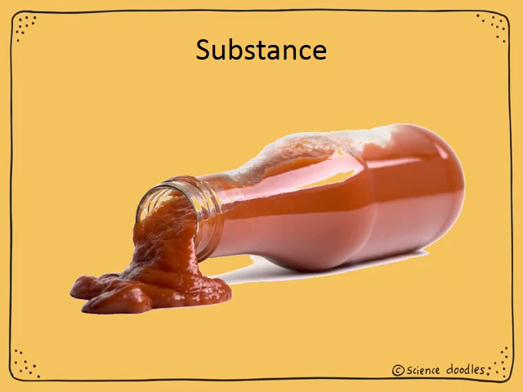So here's ketchup, which is a good example of a substance. It's uniform throughout. So at the bottom of the bottle, it's red and tastes like tomatoes. And at the top of the bottle, it is red and tastes like tomatoes. And it's a liquid all the way through. Like it's the same exact stuff everywhere in the bottle. There's nothing else added.